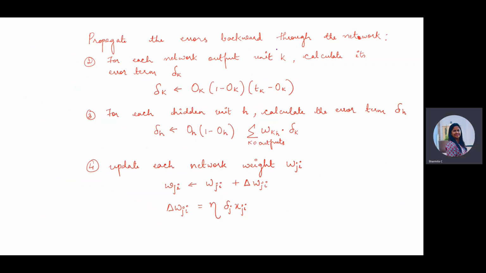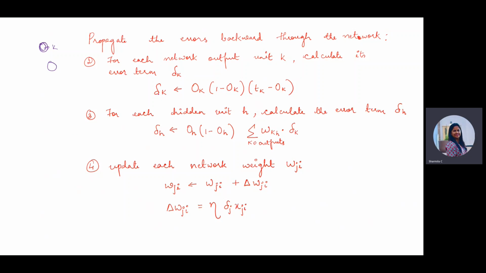Then propagate the errors backward through the network. Next, what are we supposed to do? Once we have calculated the forward pass, that is the output for the output unit, we need to calculate the error. So how will we propagate the errors backward through the network? For each network output unit k, calculate its error term, that is delta k. This is the error that we calculate at the output layer, for each output unit, which we take as k.